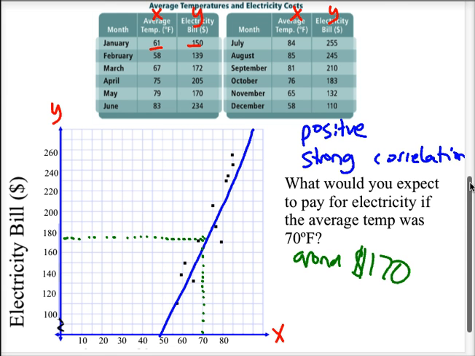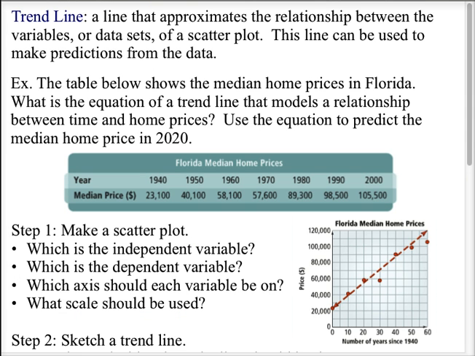So that's the basics of what we're going to be doing. Plotting data, discussing the correlation, and making predictions. So a trend line. I already kind of drew the trend line. That's what I just did on the last slide. But I'll talk about what the trend line really is. It's a line that approximates the relationship between the variables or data sets of a scatter plot. This line can be used to make predictions from the data. So essentially, I made one for you just before giving you the definition for it.